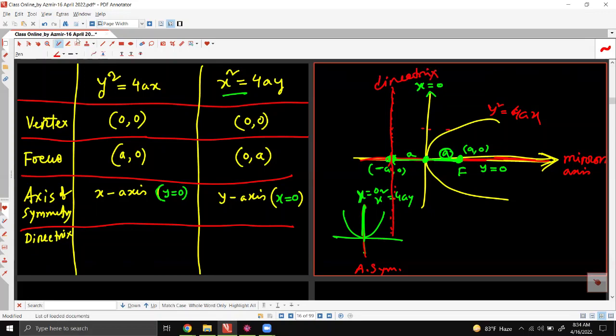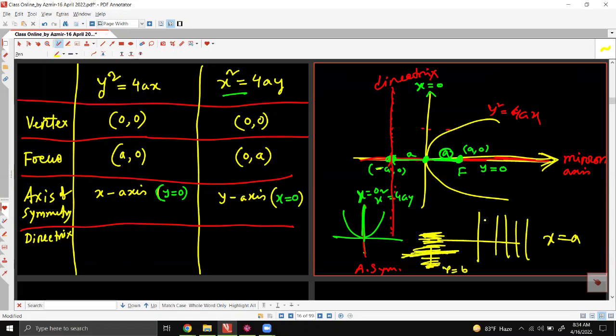So if we have to find the equation of the directrix for y squared equals 4ax, you can easily understand that this is a vertical line. The equation of a vertical line is x equals a. The equation of a horizontal line is y equals b, parallel to the x-axis. Since the directrix is a vertical line going through the point minus a comma 0, it will be x equals minus a. So the equation of the directrix for y squared equals 4ax is x equals minus a.